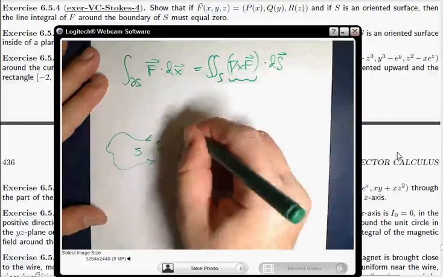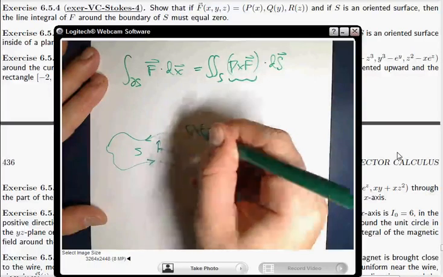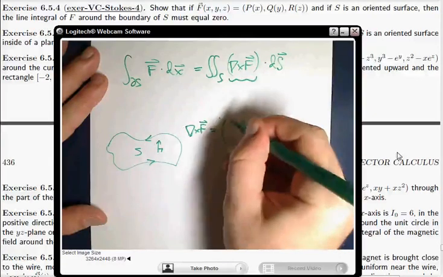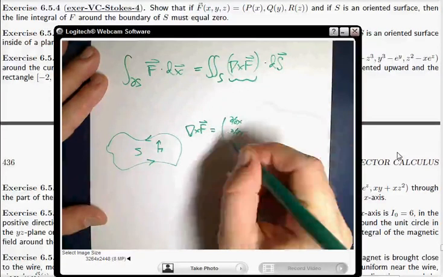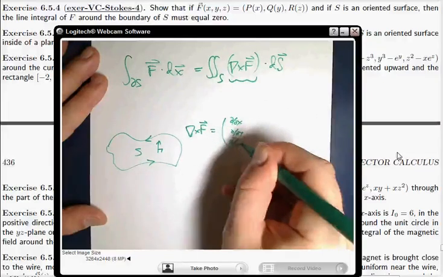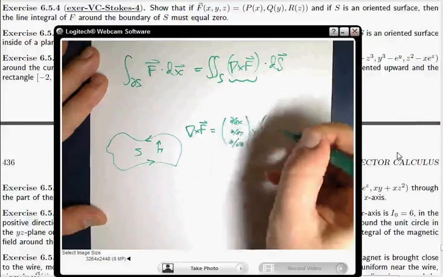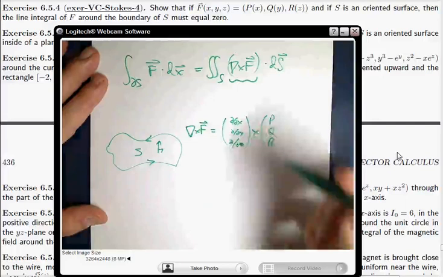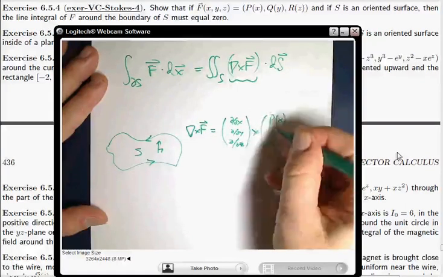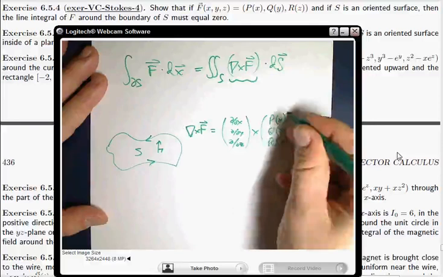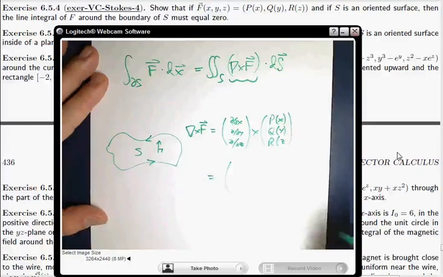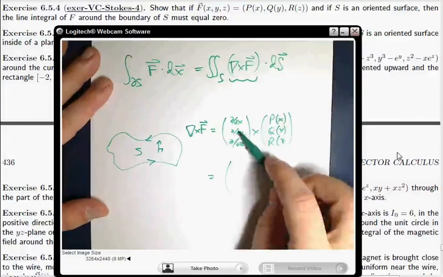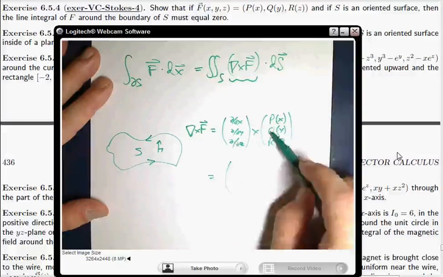Well, remember the curl, it's this symbolic cross product of the del operator with (P, Q, R). But critically, P is only a function of x, Q is only a function of y, and R is only a function of z. So, for example, the first component of this curl is the y partial of R minus the z partial of Q.